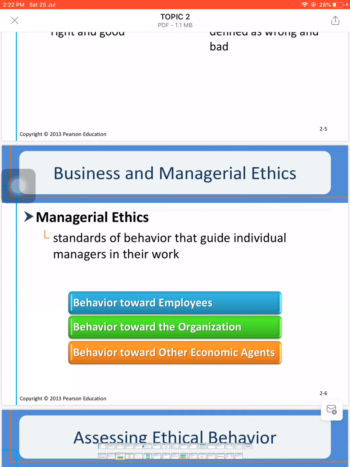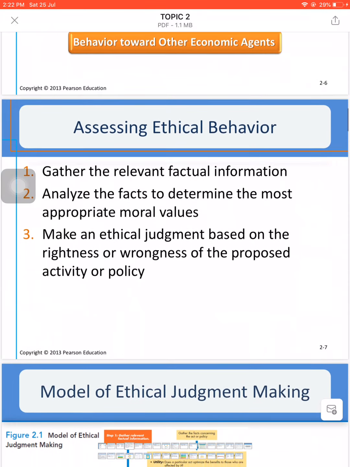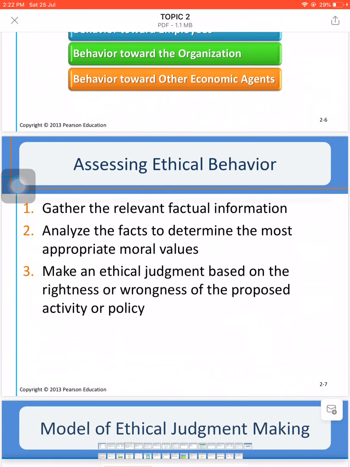Ethics also come into play in the relationship between firms and a number of primary agents of interest, such as customers, suppliers, competitors, stakeholders, dealers, and unions. Okay, next slide. Assessing ethical behavior.